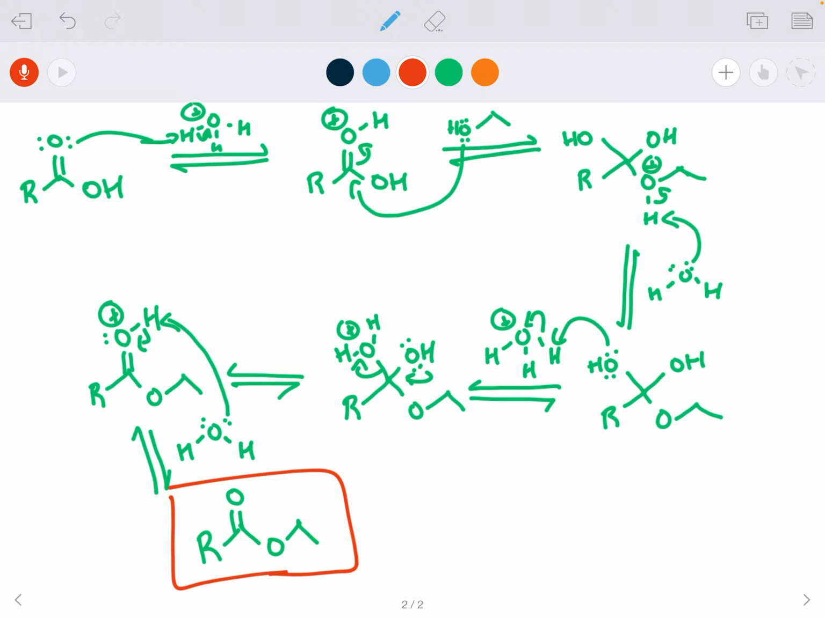So if you really want to practice the Fischer esterification and then the hydrolysis of the ester, try to get in the reverse direction and see if you end up back at that carboxylic acid.